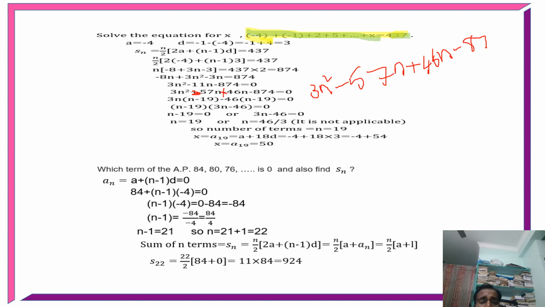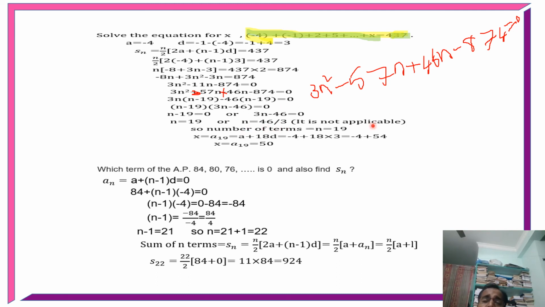Here we apply the split of middle term method to get the n value. After doing the split of middle term method, we got 3n of (n - 19) + 46 of (n - 19) equals 0. n minus 19 is common. n minus 19 of (3n + 46) equals 0. n equal to 19 or n equal to minus 46 by 3.